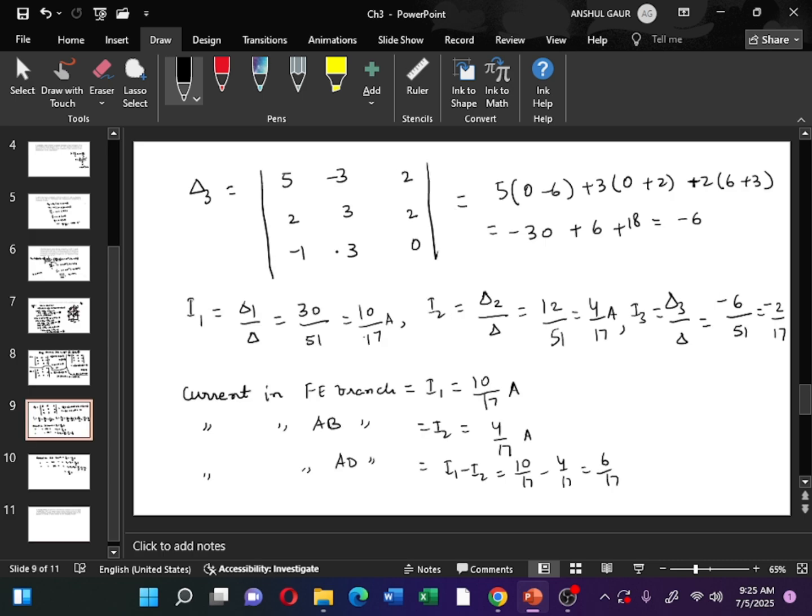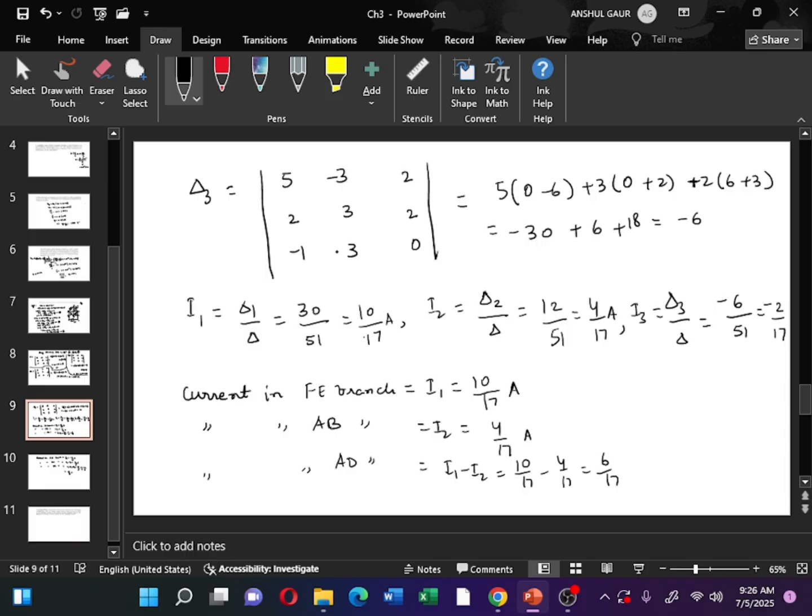After calculation of these determinants, we find the respective currents I1, I2 and I3. I1 is delta 1 by delta, which is 10 upon 17, I2 is equal to 4 upon 17, and I3 is equal to minus 2 upon 17. So the current in branch FE is I1 is equal to 10 upon 17 ampere. Current in branch AB is I2 is equal to 4 upon 17 ampere.